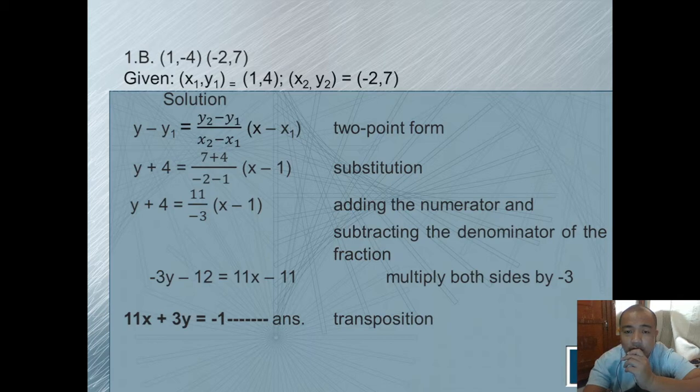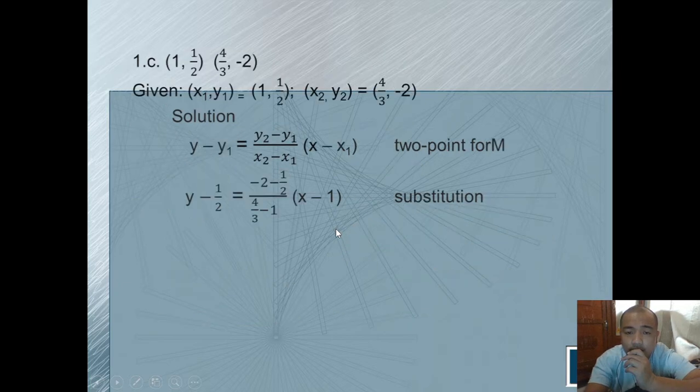Next, we still have here another example. I think this is 1c. 1c, find the equation of the line passing through the points (1, 1/2) and (4/3, negative 2). So again, since 2 points are given, we'll use the 2-point form of the equation of the line. x sub 1, y sub 1 is (1, 1/2). x sub 2, y sub 2 is (4/3, negative 2). And then substitute it to the 2-point form. So we have y minus 1/2 equals negative 2 minus 1/2 all over 4/3 minus 1 times quantity x minus 1.